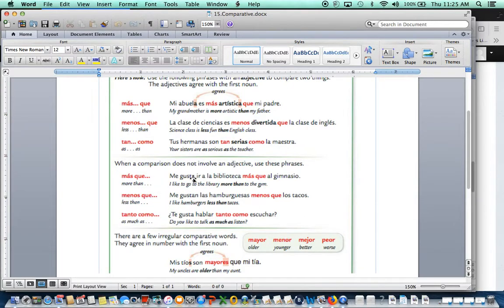Okay? So here in this one right here, well, again, you have to use gustar, and be careful with gustar because with gustar you have to have pronouns. We talked about that a long time ago. You must have the pronouns me, te, le, nos, and les. It all depends who's doing the action.